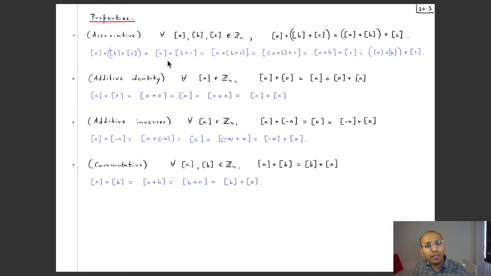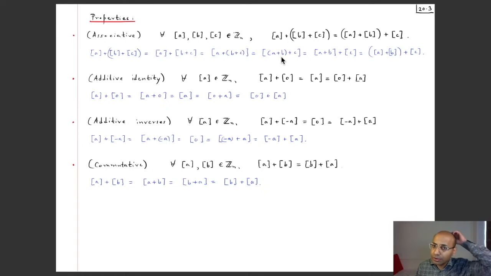And then again by the definition of addition modulo n, we know that this is the equivalence class containing A plus the sum of B with C. Now this is just integer addition, and we know that integer addition is associative, so we can write this as A plus B plus C. And then we work backwards.